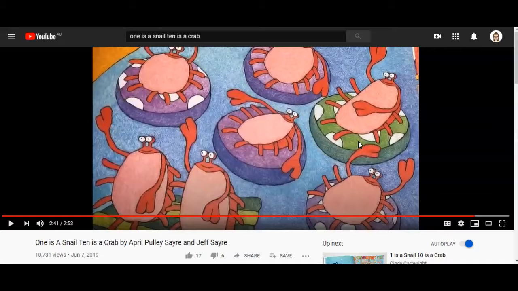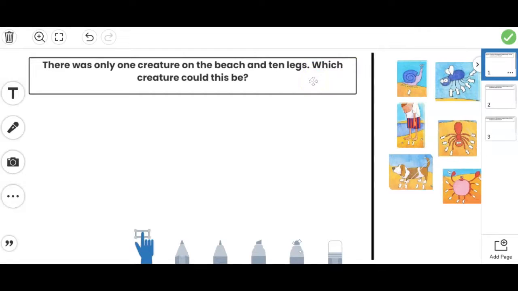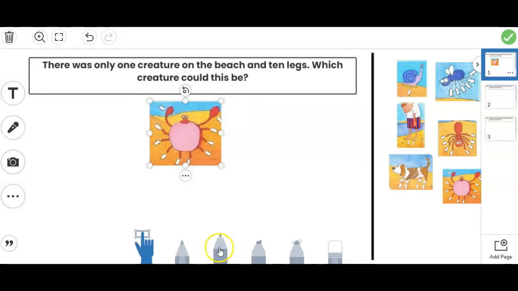Today for your activity, we are going to be having a look at how many feet or legs there are in a group. So this is my example. It says there is only one creature on the beach and 10 legs. Which creature could this be? So the first one I could do is probably the easiest. I know that the crab over here has got 10 legs. So it could be a crab.